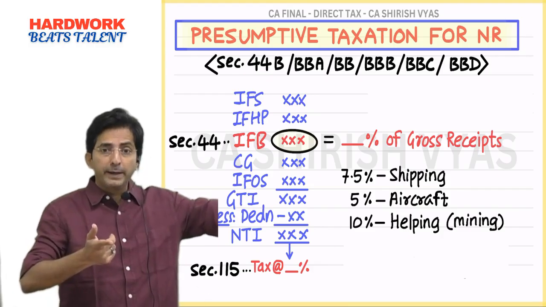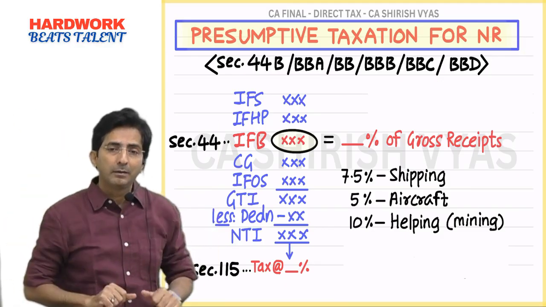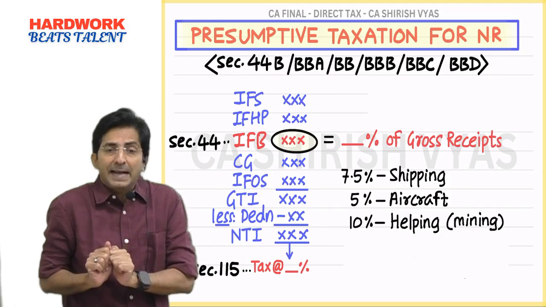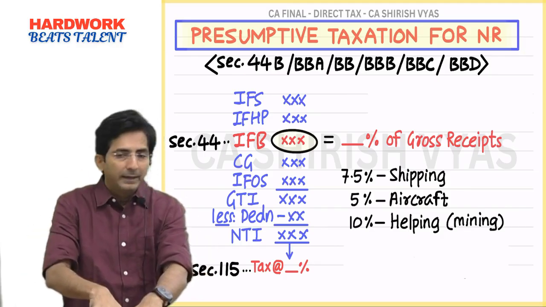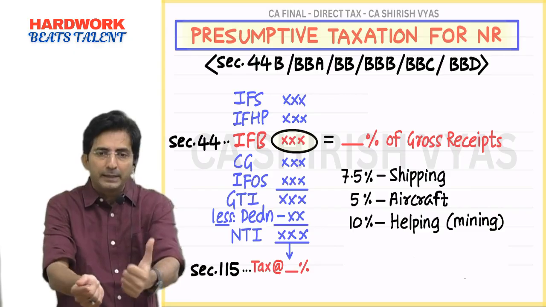And see, these people, again the same logic. They might be providing mining services across the world. But the government of India can tax only Indian operations. And Indian operations can be calculated in a shortcut manner.